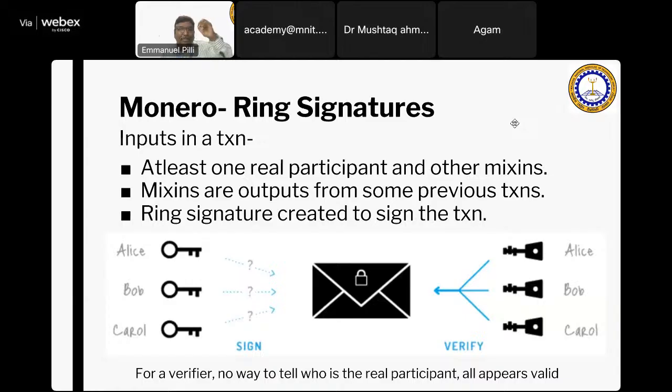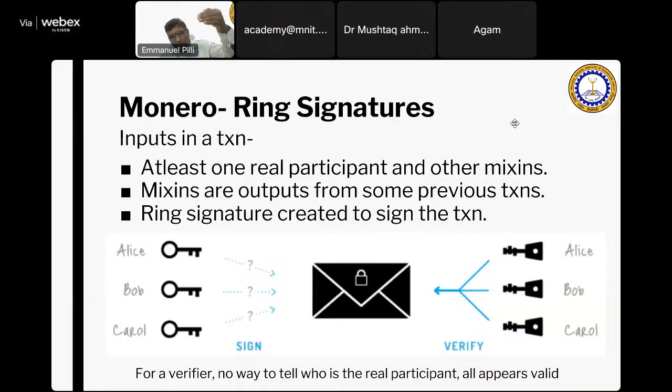So they take the previously used transactions and put them in as unspent transactions, using that just to add transactions. Only one transaction is correct, but you send 5-6 transactions, and 4 of them are not correct. So we are confusing the people who are observing the communication between two users, right? A ring signature is used to create this. So for a verifier, there is no way to tell who is the real participant.